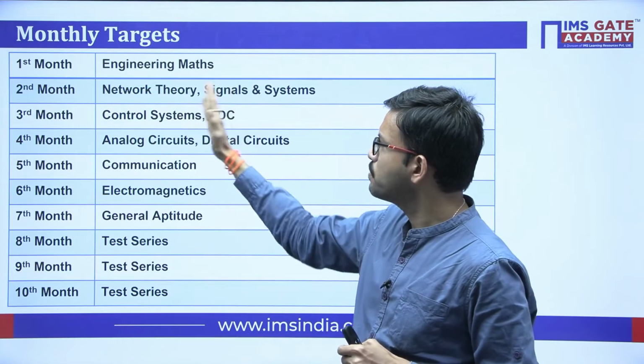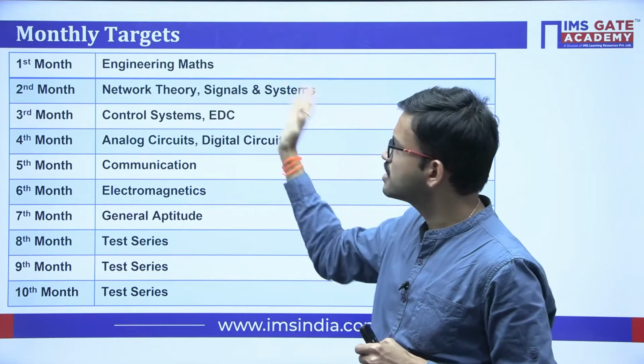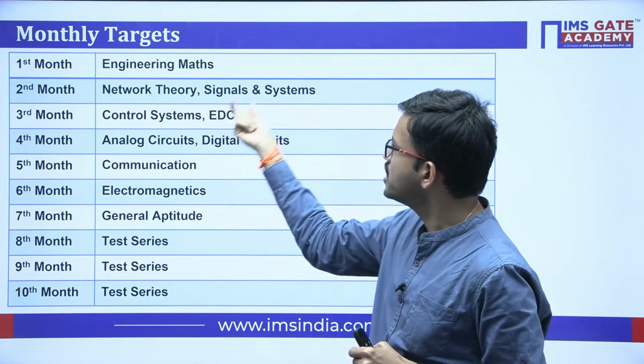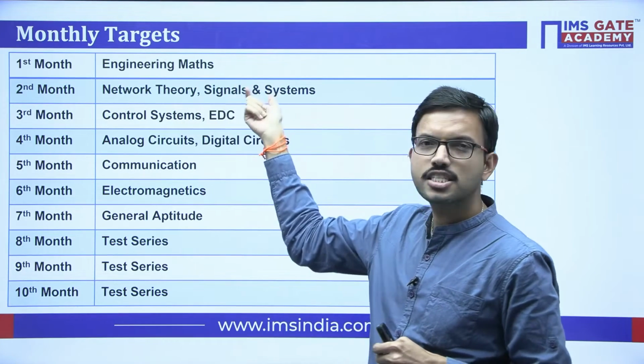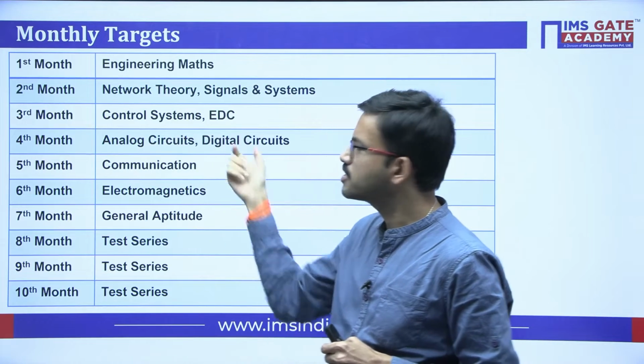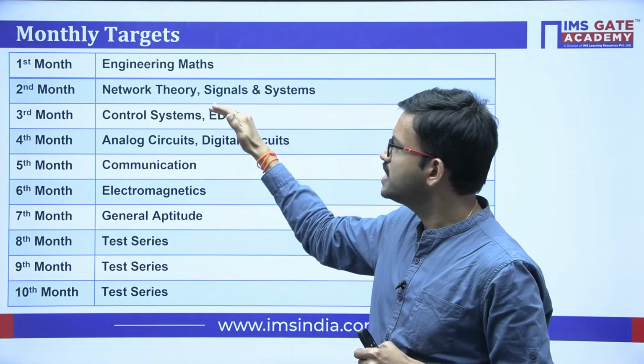In the second month, you can prepare 2 subjects, network theory and signals and systems. In the third month, you can prepare control systems and EDC. If you observe here, for control systems, signals and systems is the basic. Similarly, in the fourth month, I have kept 2 subjects, analog circuits and digital. For analog, EDC is the basic.